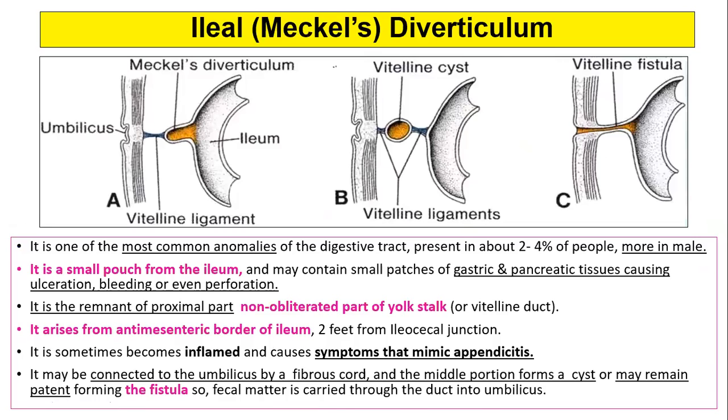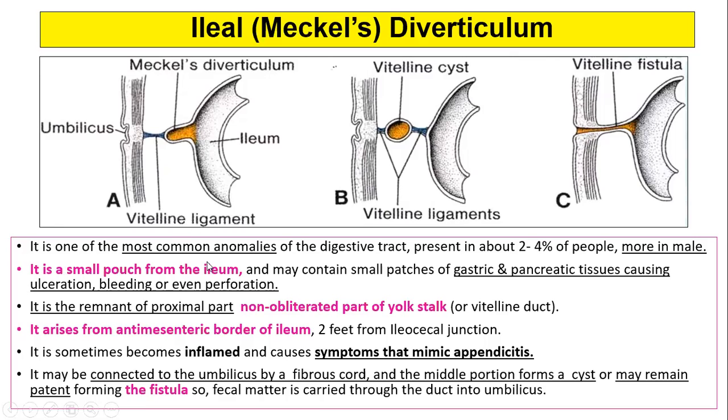Now coming to something called the Meckel's diverticulum. If you see here, this is the umbilicus. Just behind the umbilicus, you can see this small projection coming from the ileum. This is called the Meckel's diverticulum, and it is attached to the anterior abdominal wall by the vitelline ligament. It is one of the most common anomalies of the digestive tract, present in about 2 to 4% of people, more in males.